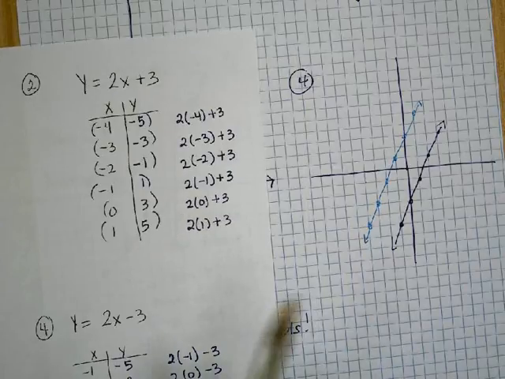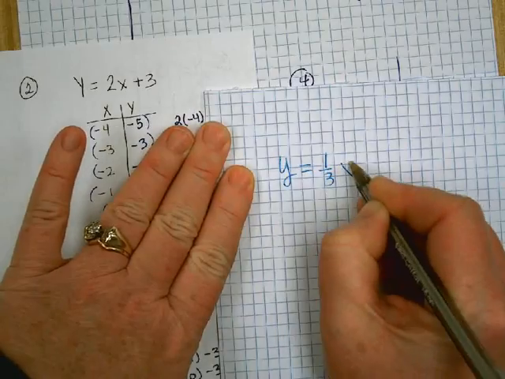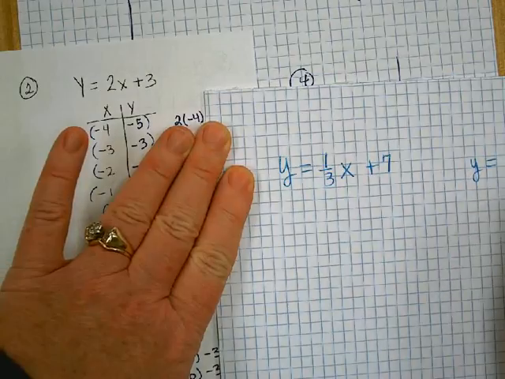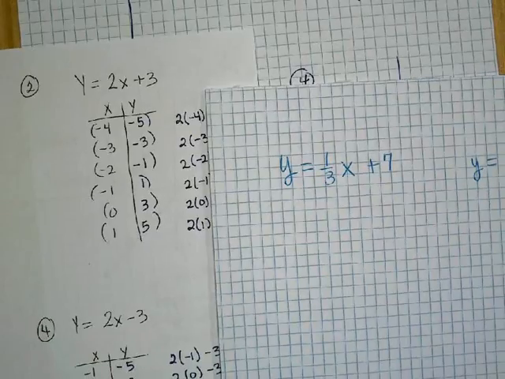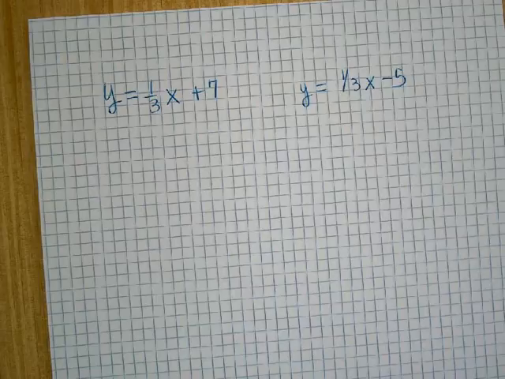What if I gave you some equations? Tell me about this. Y equals 1/3 x plus 7 and y equals 1/3 x minus 5. Would you consider these 2 to be parallel? The rule for parallel is they have to have the same slope and a different y-intercept. Do you believe that they have the same slope and a different y-intercept? Okay, let's graph these and see.